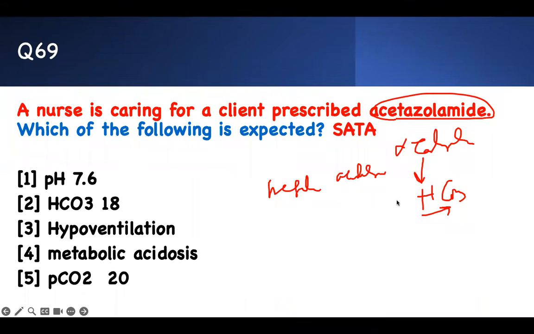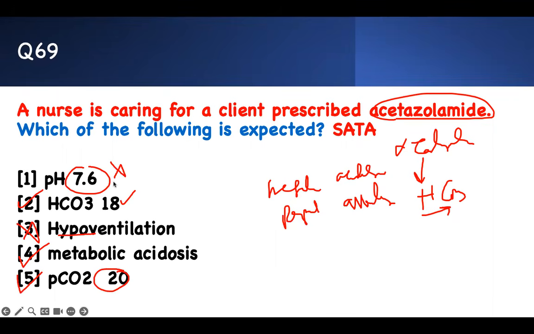So this is a metabolic acidosis problem. So what do you expect? Bicarb is low, so that is acidosis. If I have metabolic acidosis, how do I correct it? Respiratory alkalosis. That means I should be breathing really fast. I will not hypoventilate. If I'm breathing really fast, my CO2 will compensate like that. So that's what I expect.